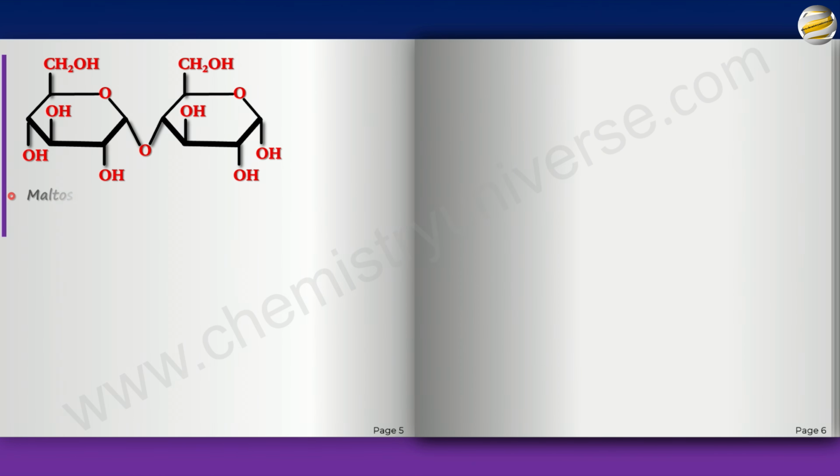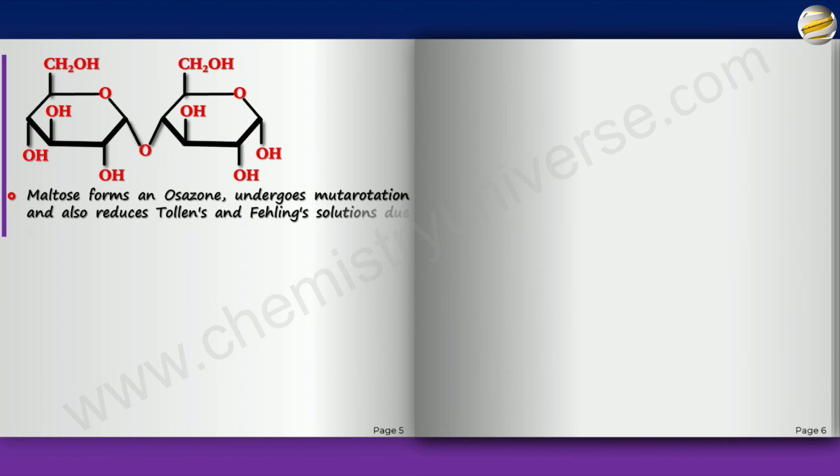Now maltose forms osazone for the same reason. It undergoes mutarotation again, because the hemiacetal also reduces Tollens' and Fehling's due to the existence of the hemiacetal linkage. So this is how important the hemiacetal and acetal linkages are.